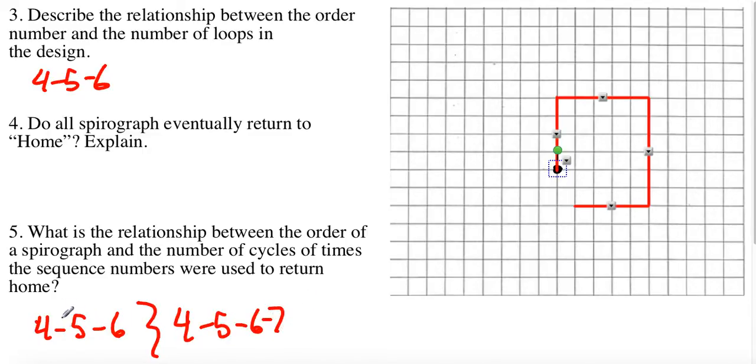Now they want to know what's the relationship between order 3 and order 4 and the times we cycle the sequence of numbers we use to return home.